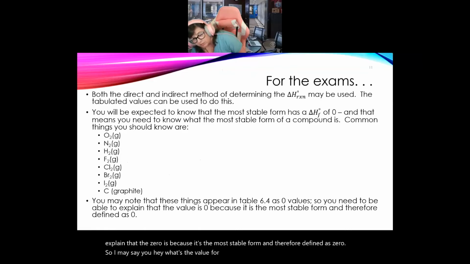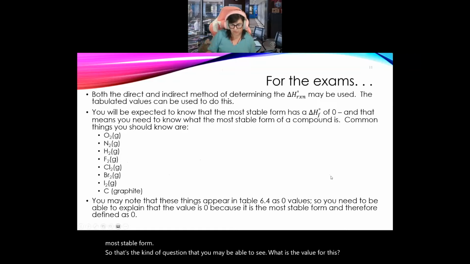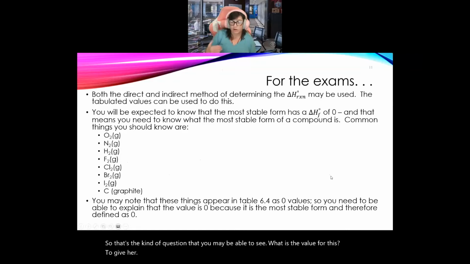And give you one of those stable forms. And you go look it up and you write it down. And I say, okay, why is it that value? And you should be able to explain to me that it is that particular value because that is the most stable form. So that's the kind of question that you may see: what is the value for this particular thing, and based on that value, what do you know about that particular thing?